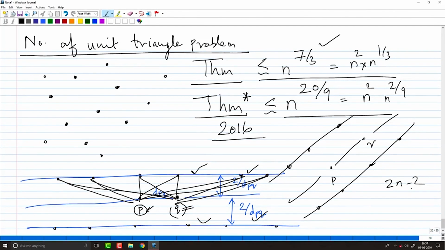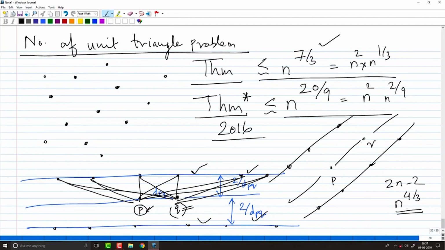See, it is basically n lines, n points, up to a factor. How many incidences can it be? N to the power 4 by 3. Right. So, exactly what I calculated here, these are the number of unit area triangles I can make with P being one vertex, right.